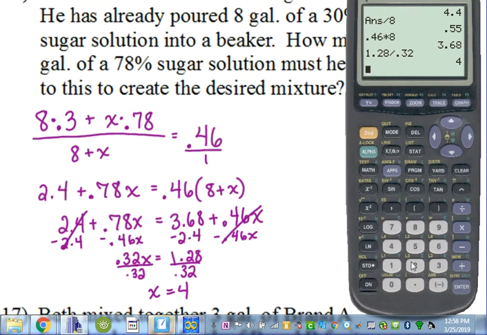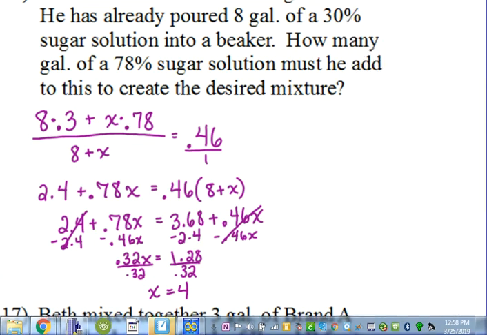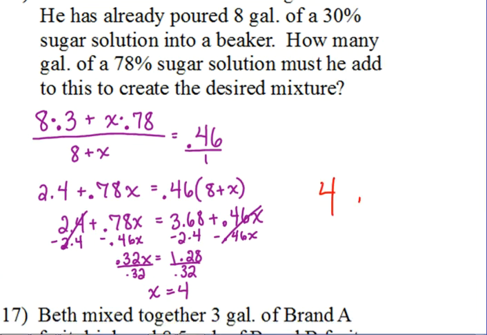Check it. We had 8 gallons of the 30% plus 4 gallons of the 78%. And we had 8 gallons plus 4, so 12 total gallons, 46% sugar. So 4 gallons. That one is honestly the most complicated one, trying to figure out how much you need to add in there.